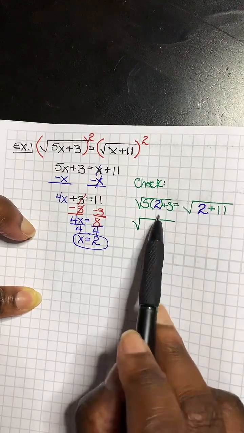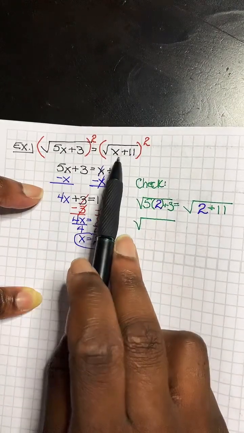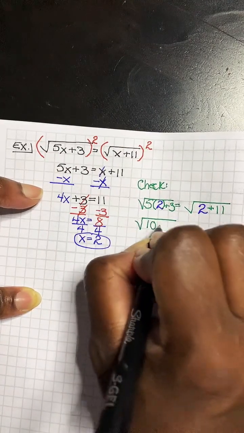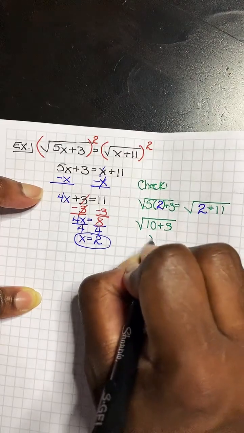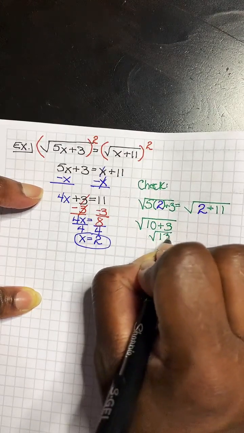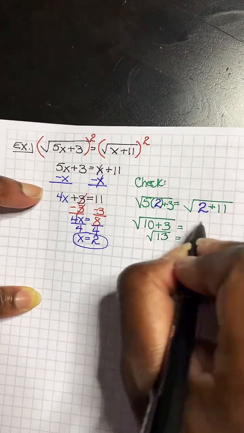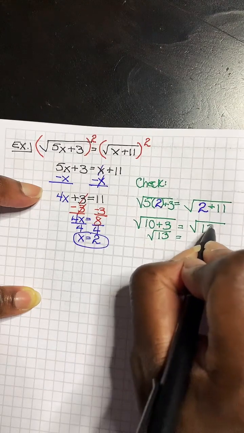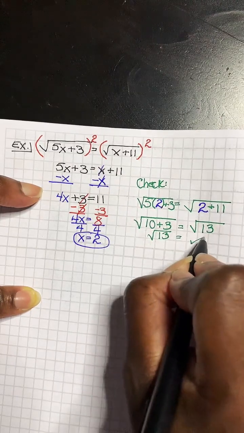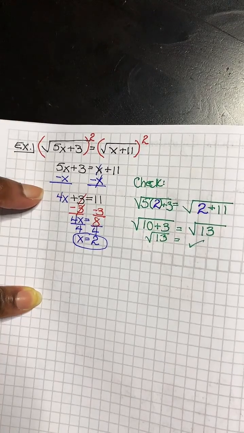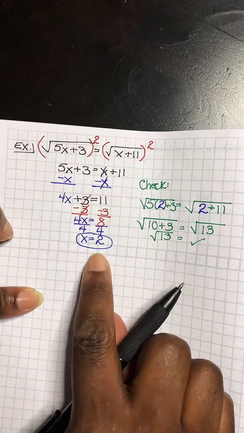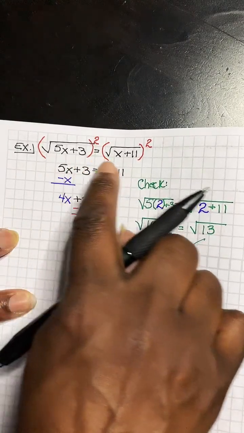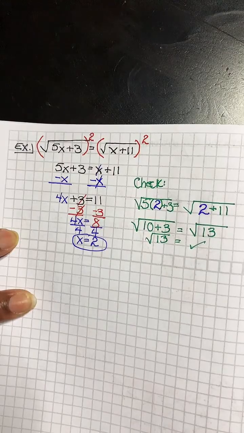All right. So now we plugged in the 2 for the x's. So 5 times 2 gives me 10. And then we have 10 plus 3. That gives me the square root of 13. So now let's take a look at the other one. So we have 2 plus 11. That gives me the square root of 13. And 13 and 13, that matches up. So that means that answer of 2 is our solution, is our answer to make this equation true.